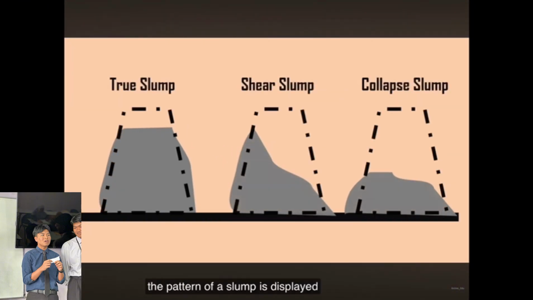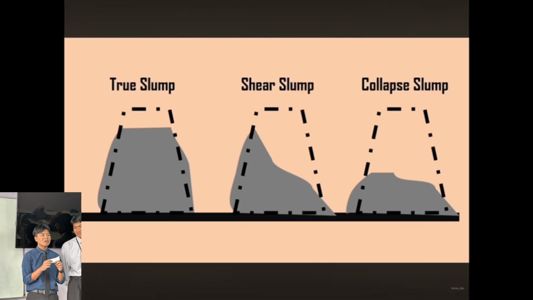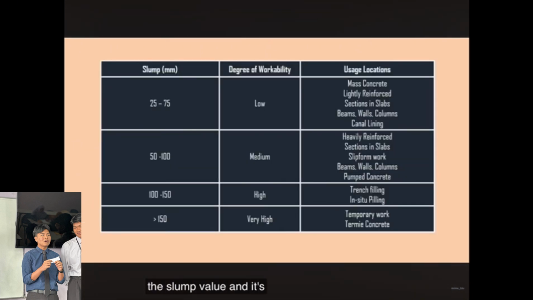The pattern of the slump is displayed on the screen, like true slump, shear slump, and collapse slump. The slump value and its acceptable usage are tabulated on the screen. That's all from me. Thank you.